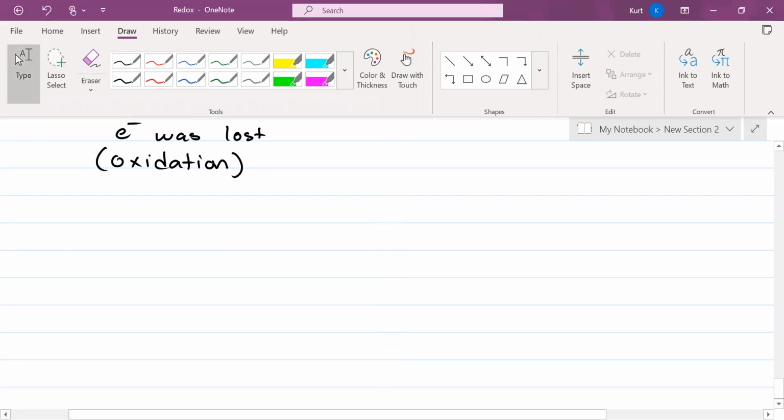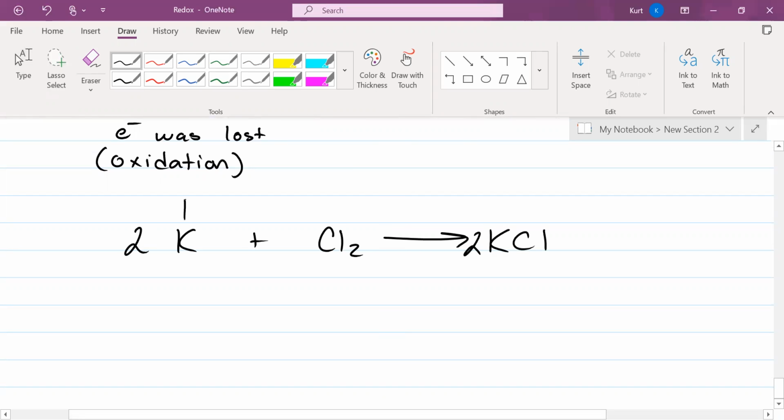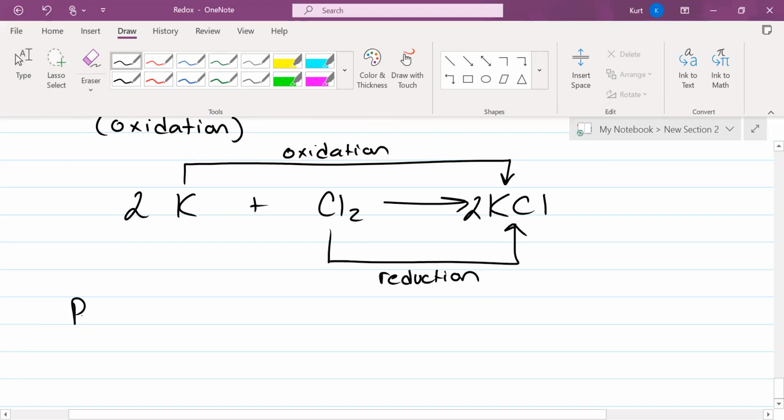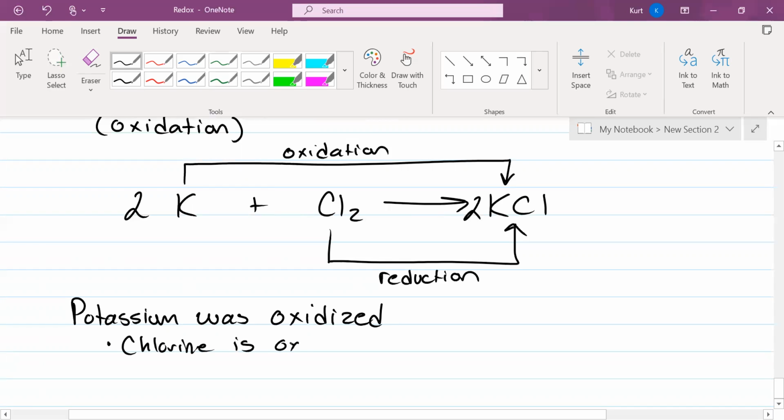So here's what we're saying. In order for potassium to join potassium chloride, did potassium get oxidized or reduced? It was oxidized. And how about chlorine? Okay. Potassium was oxidized. I think we're all clear on that. What oxidized it? What took its electron away? Chlorine took it. So what does that make chlorine? Chlorine is the oxidizing agent. You can think of it like that.